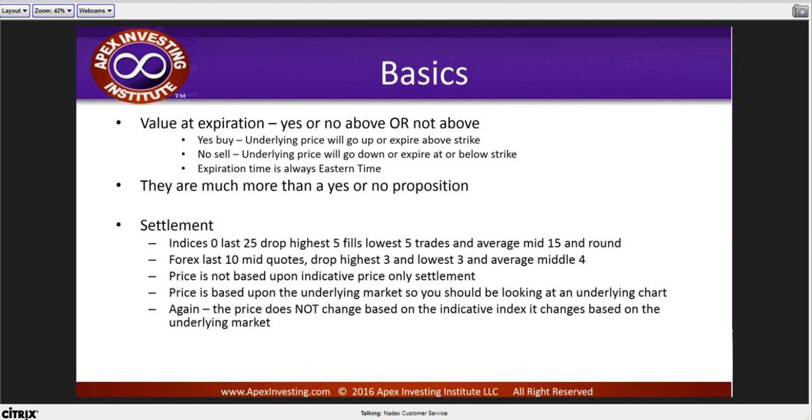Basics on a binary. So you have their value at expiration. A binary is 0 or 1. You've heard of binary code 0, 1, 0, 1, 0, 0, 0, 1, 1, 1, 0, 1. That's binary code. They're worth 0 or 100 in this case at expiration.